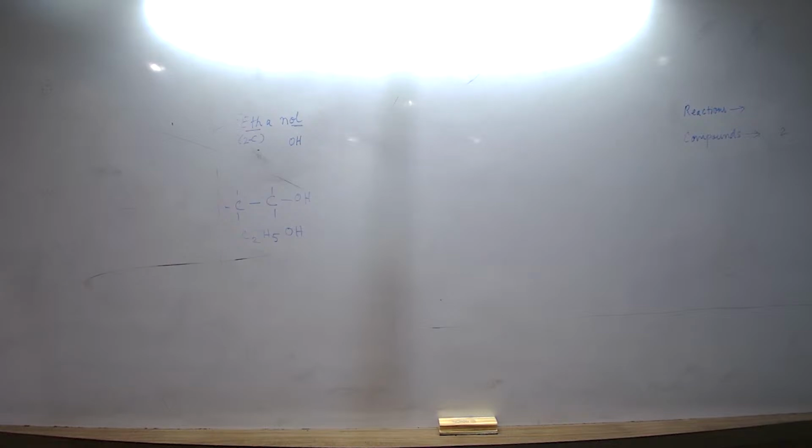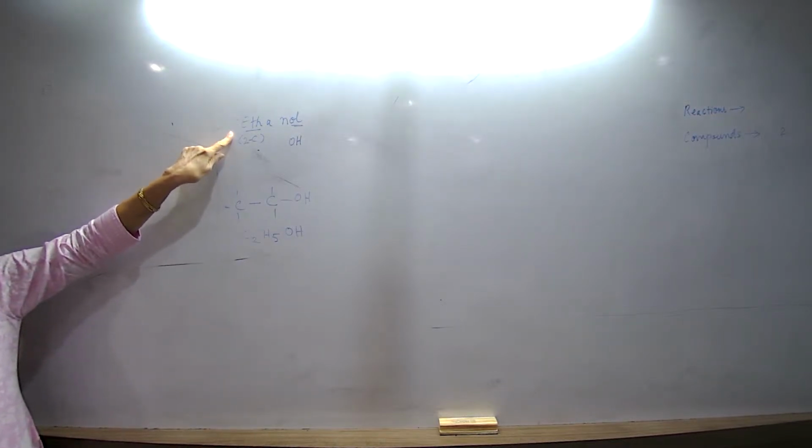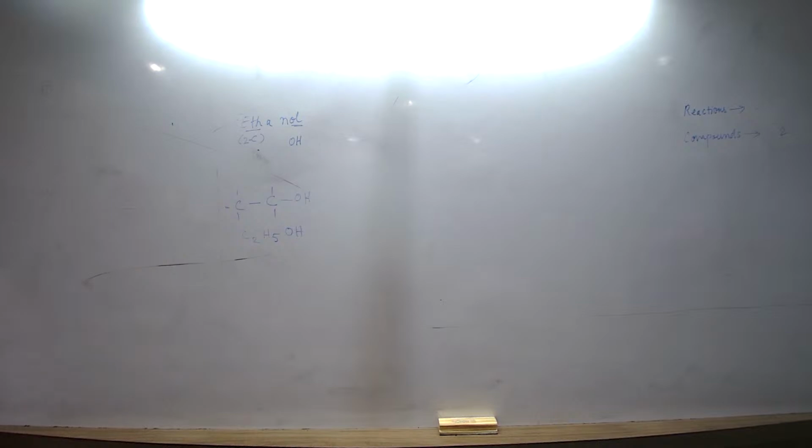We have already learned something about combustion. What does it tell us? Any hydrocarbon combustion will release what? It releases carbon dioxide and water. So it is a complete combustion taking place. So ethanol is a very important industrial product.